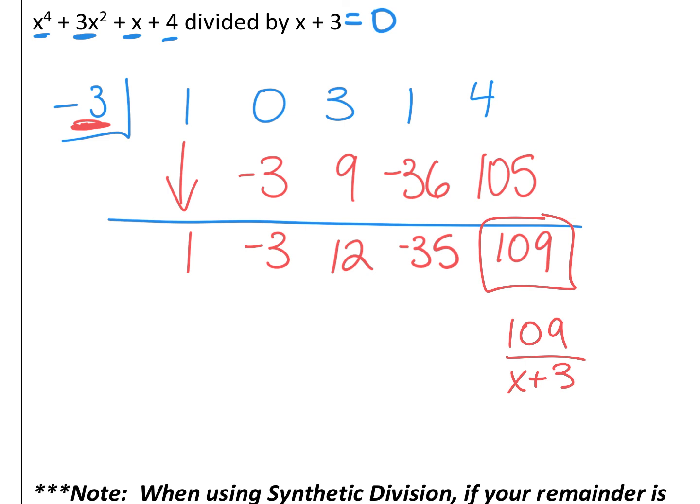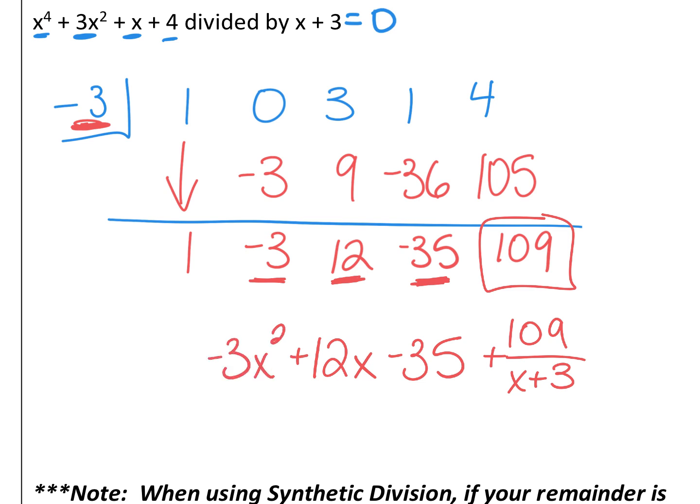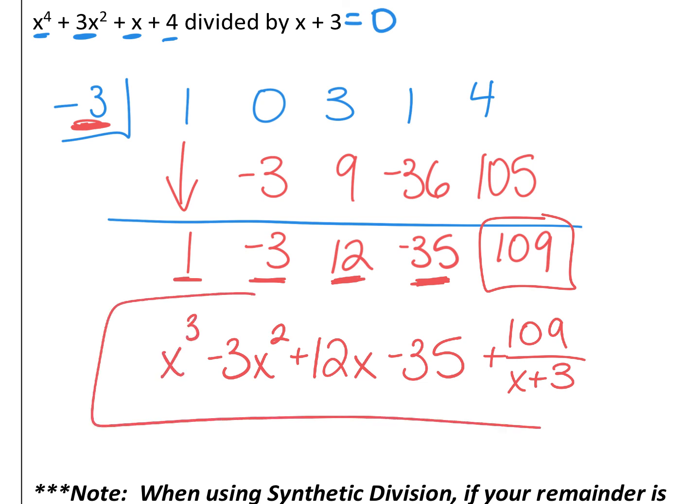Okay. Then we work backwards. The -35 is going to be the constant, so it doesn't have any x's. The 12 is going to be the x. Good. The -3 is going to be the x squared, and the 1's going to be x cubed. There she is. That's my answer. Is she pretty? No. Okay. A pretty ugly answer. That's okay. We'll have that sometimes.